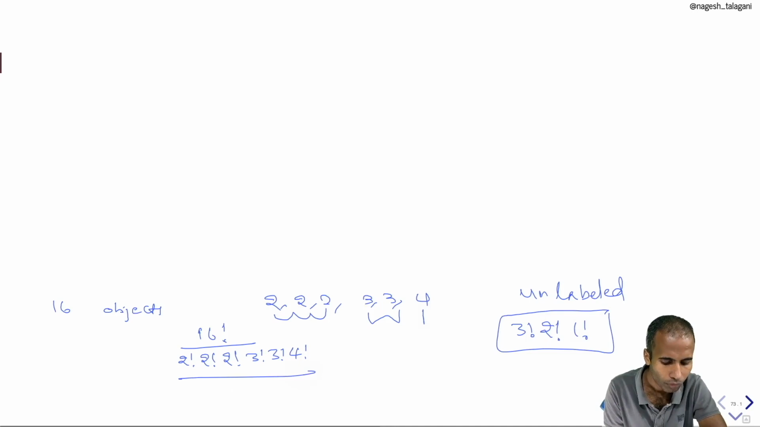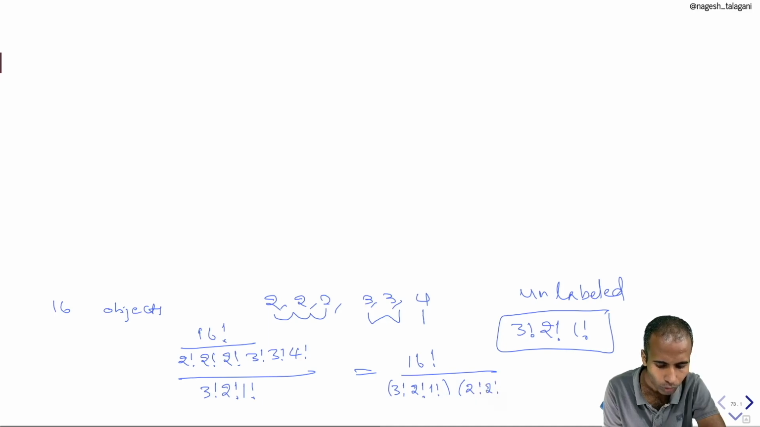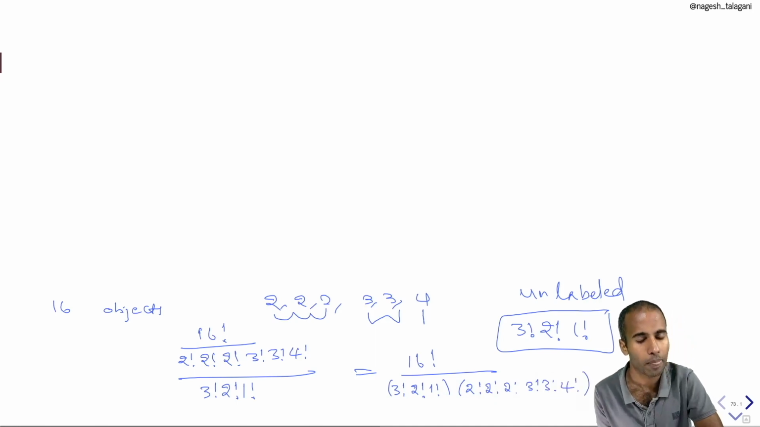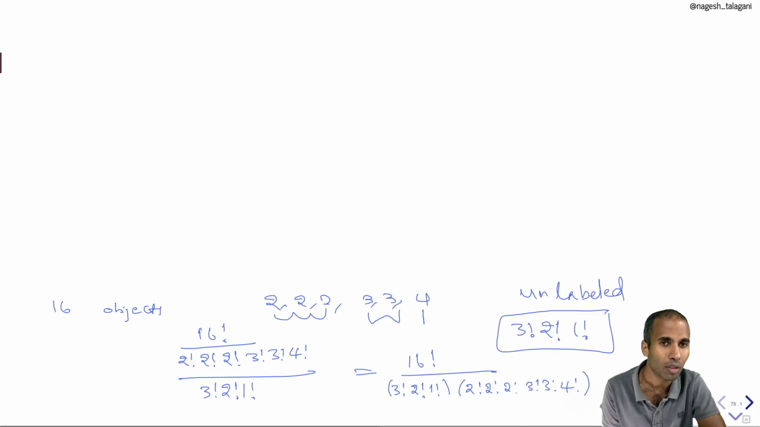So to fix that, we need to divide by this 3 factorial, 2 factorial times 1 factorial. So the answer is going to be 16 factorial by 3 factorial, 2 factorial, 1 factorial into 2 factorial, 2 factorial, 2 factorial, 3 factorial, 3 factorial, 4 factorial. Okay, so this is how you fix it in the case of unlabeled groups having same sizes, right?